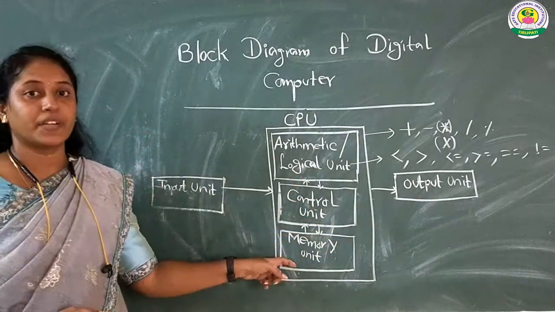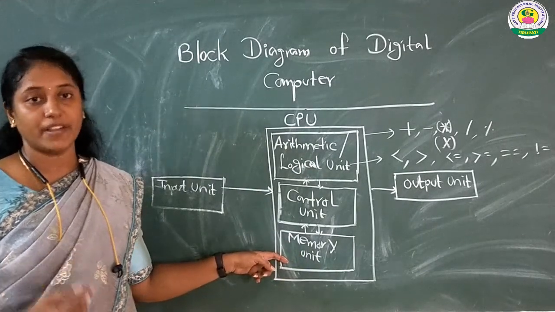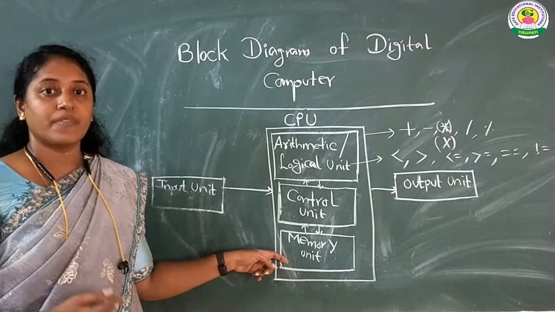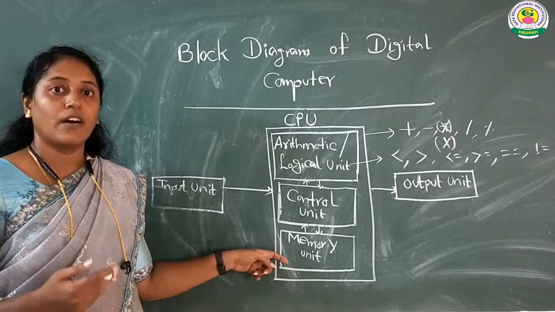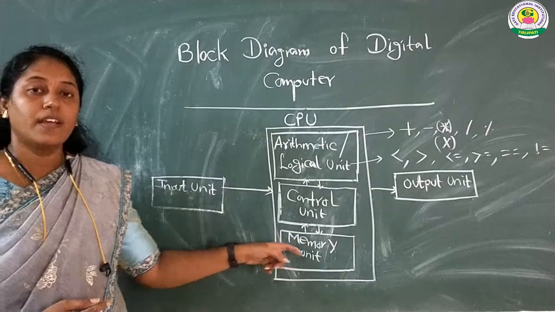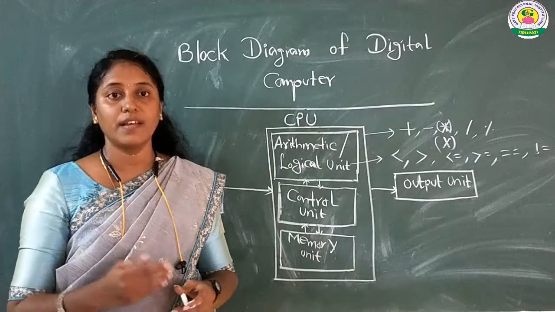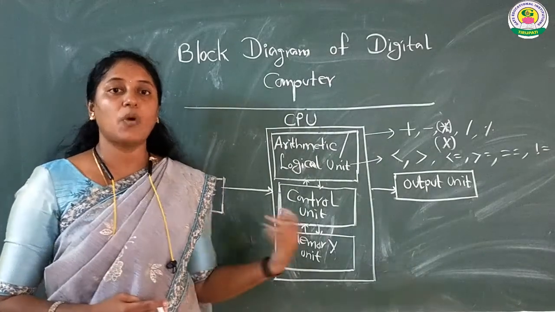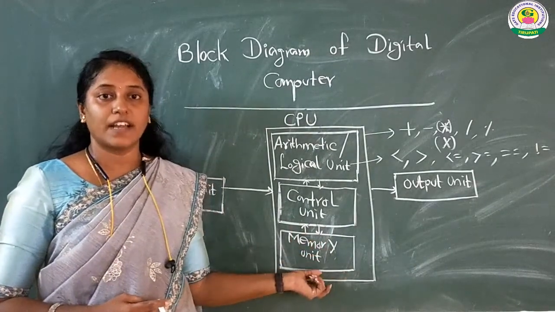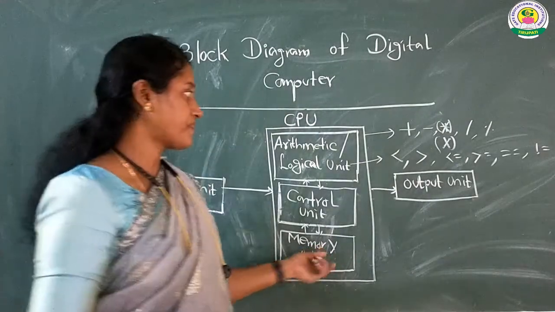And the memory unit. Mainly the memory unit is used to store the data given by the user, some programs, and some confidential data of a user, etc. And this main memory is again classified into two types. What are they? Main memory and secondary memory. About main memory and secondary memory, we will discuss in the further sessions.